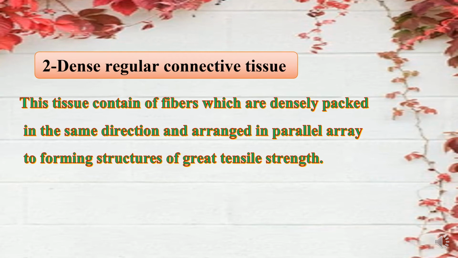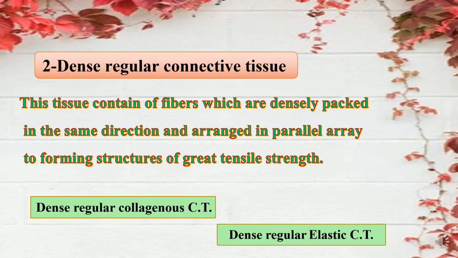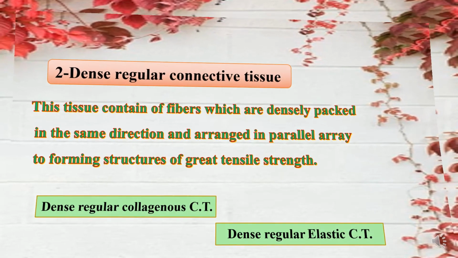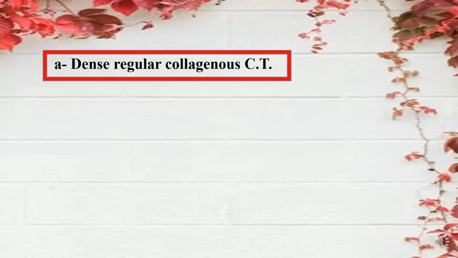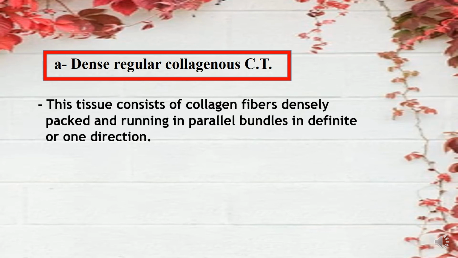These tissues are classified into dense regular collagenous connective tissue and dense regular elastic connective tissue. Dense regular collagenous connective tissue. The most common type of fibers found in this tissue are collagen fibers, which are densely packed and running in parallel bundles in one direction. كلها توازي بعضها البعض باتجاه واحد.